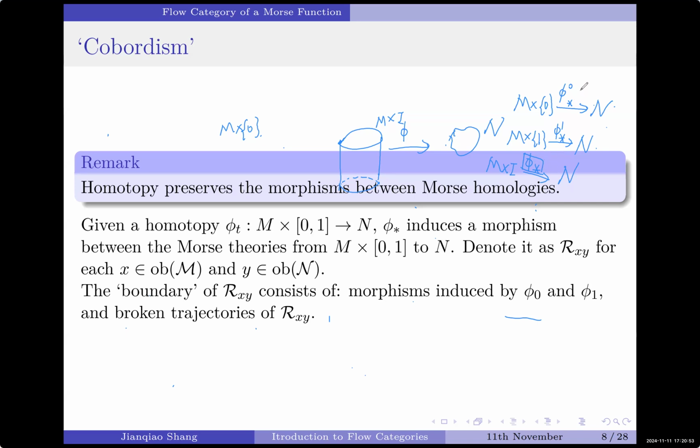If I denote this W, denote this V, and denote this R, I claim that your boundary of R should be the union of W and V and the broken trajectories of R. So anyway, the cobordism between two morphisms is a series of manifolds of one more dimension.